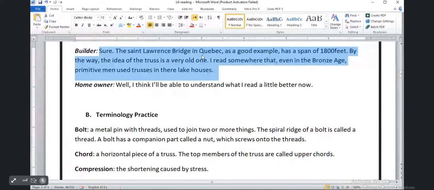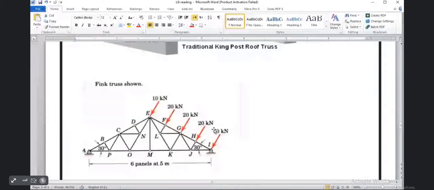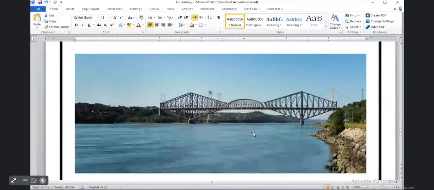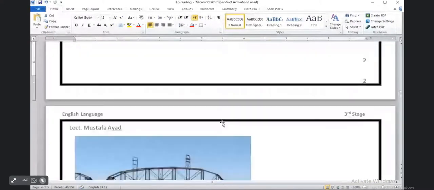Why? Because the span of this bridge is 1800 feet. If you look at this picture, this is the St. Lawrence Bridge. And the span of this bridge is very long. Okay? It's 1800 feet. Its span is large.